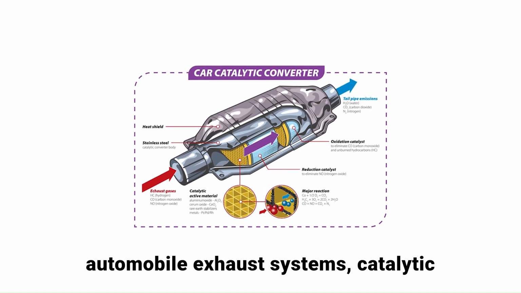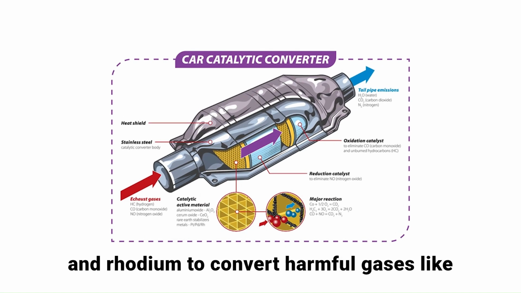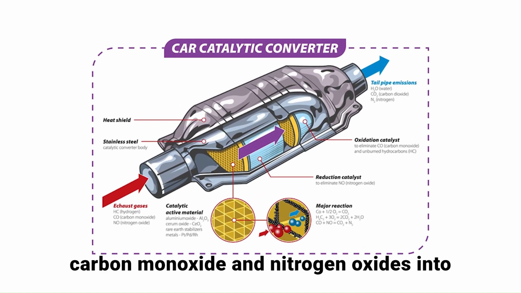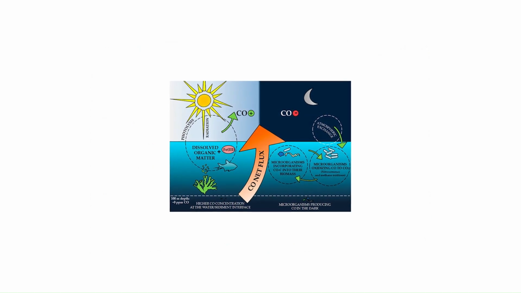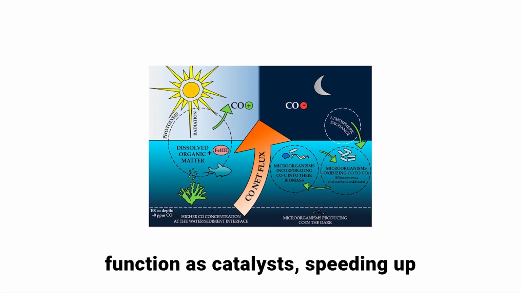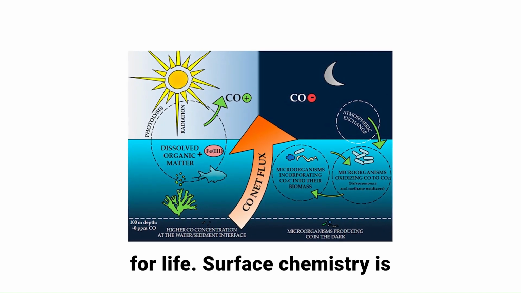In automobile exhaust systems, catalytic converters contain platinum, palladium, and rhodium to convert harmful gases like carbon monoxide and nitrogen oxides into less harmful substances. Enzymes in biological systems also function as catalysts, speeding up essential biochemical reactions necessary for life.